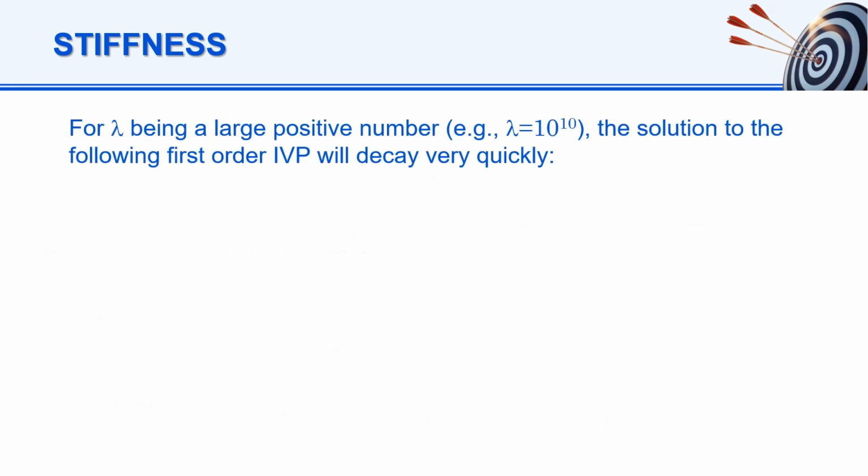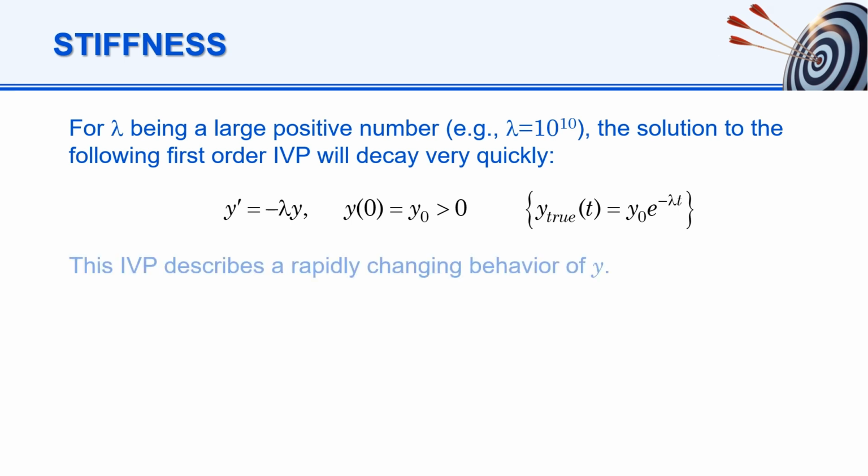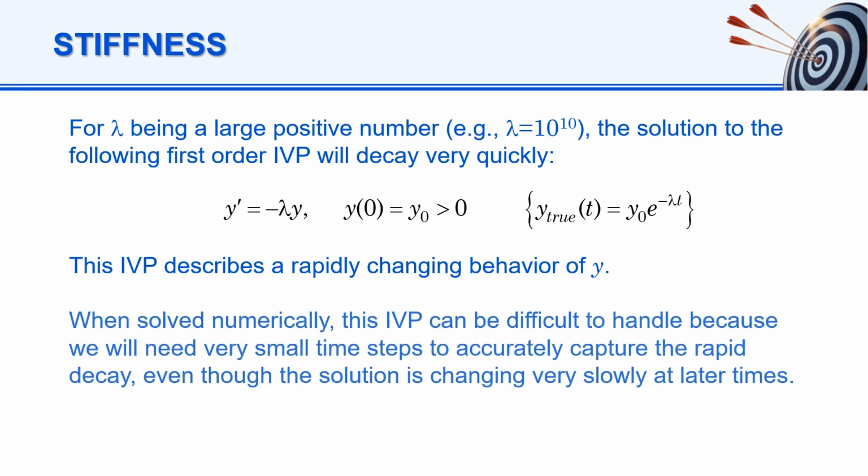For lambda being a large positive number, e.g., lambda equals 10 to the 10, the solution to the following first-order initial value problem will decay very quickly. This initial value problem describes a rapidly changing behavior of y. When solved numerically, this initial value problem can be difficult to handle because we will need very small time steps to accurately capture the rapid decay, even though this solution is changing very slowly at later times.